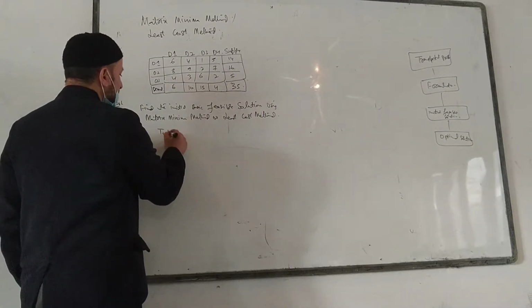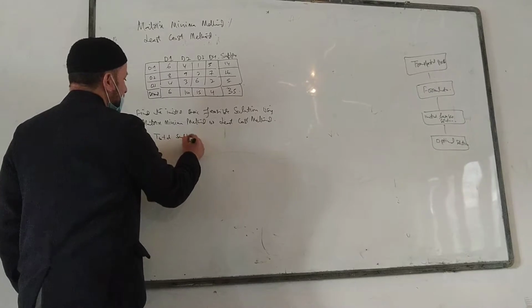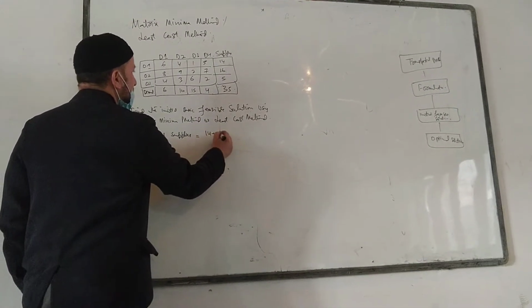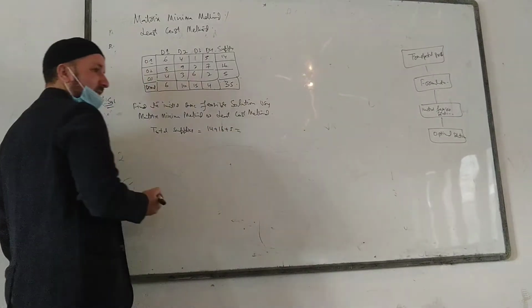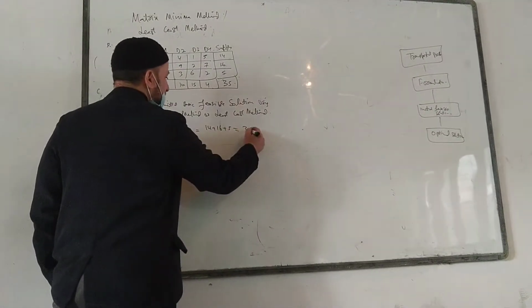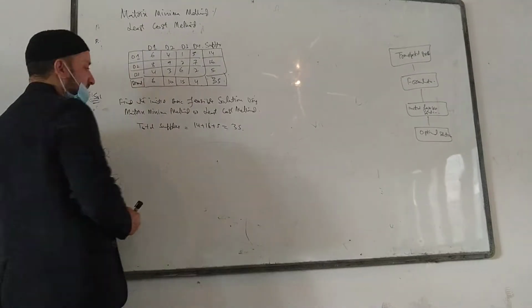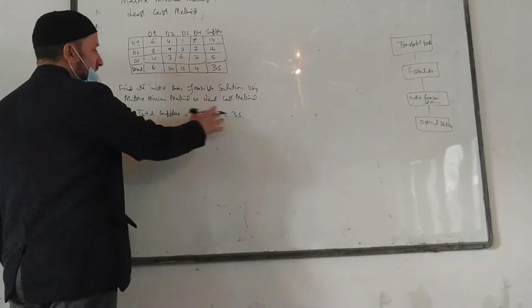We ask what the total supply is. That is 14 plus 16 plus 5. What is that equal to? 35. That is 35, as given. Okay, so it's 35.